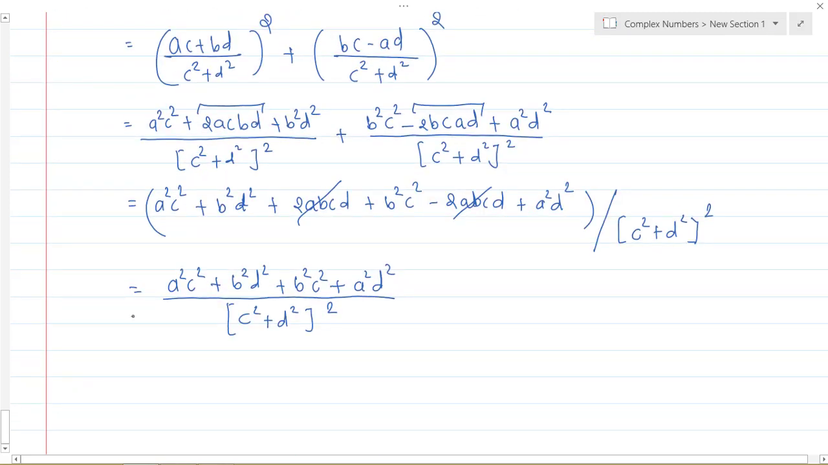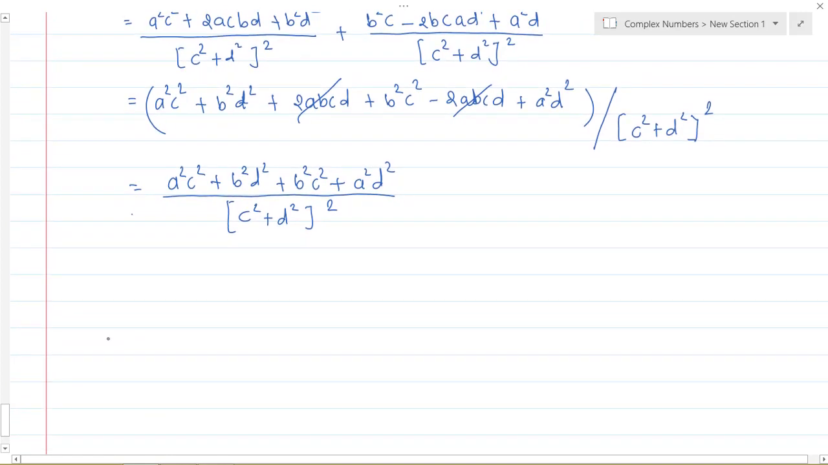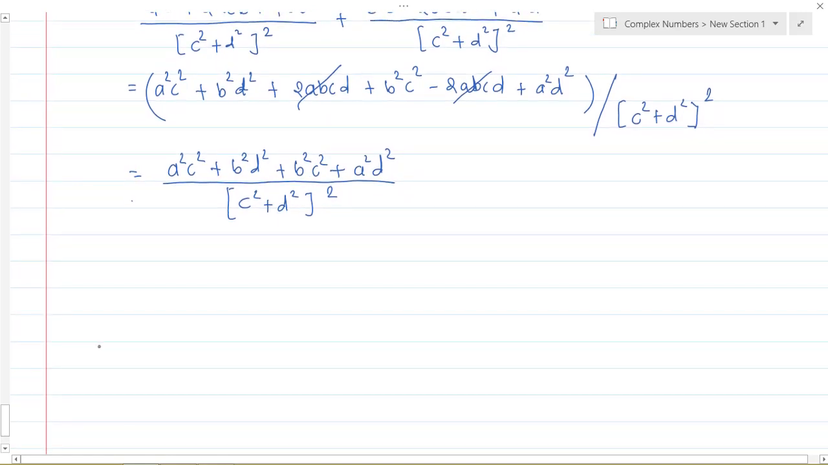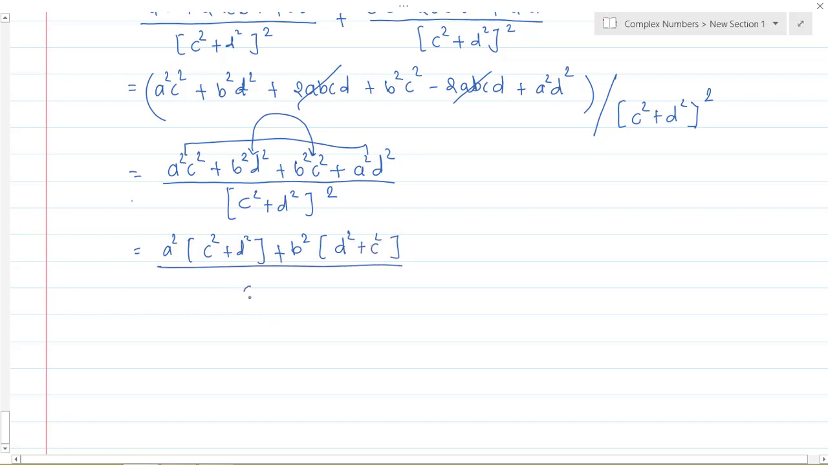So next what we will do, I want to remove this c² + d² from the numerator and the denominator. So can we have some common from these two? Yes, of course, from these two I will take common a², so I will be remaining with c² + d². Then again take the common from these two, that is b², in bracket we have d² + c². In the denominator we have (c² + d²)².